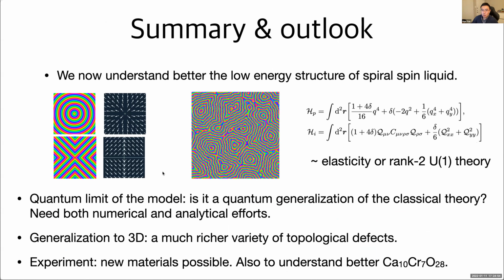Basically that's the story I want to tell. We now understand the new topological defects in spiral spin liquid and how they dominate the physics at low temperature. Of course, in the future, we want to look at, for example, the quantum limit and generalization to 3D, and see if in some experiments we can test our theory directly. Okay, thank you.